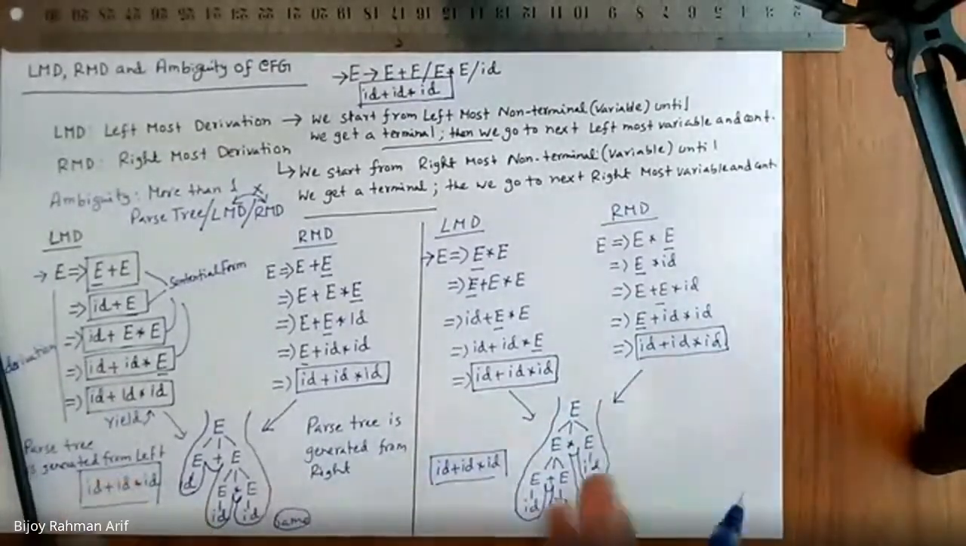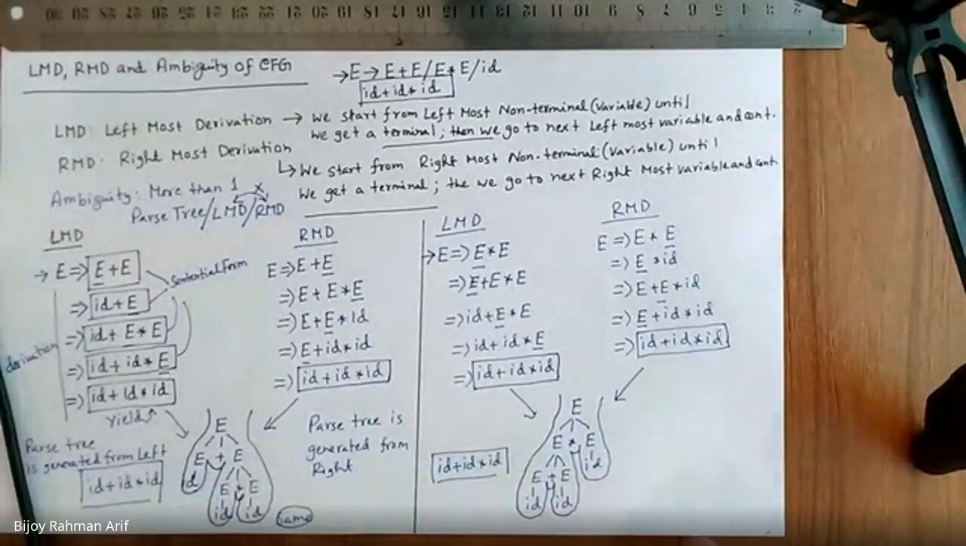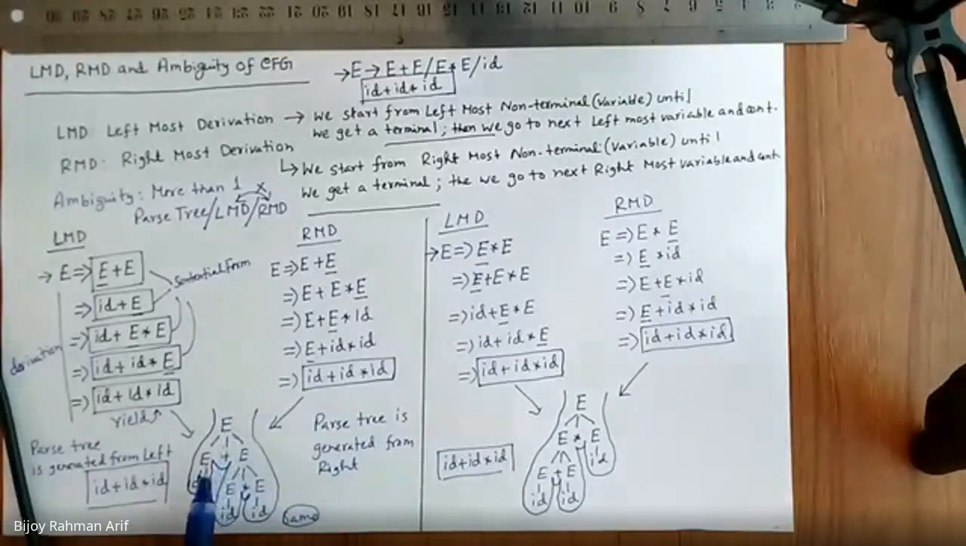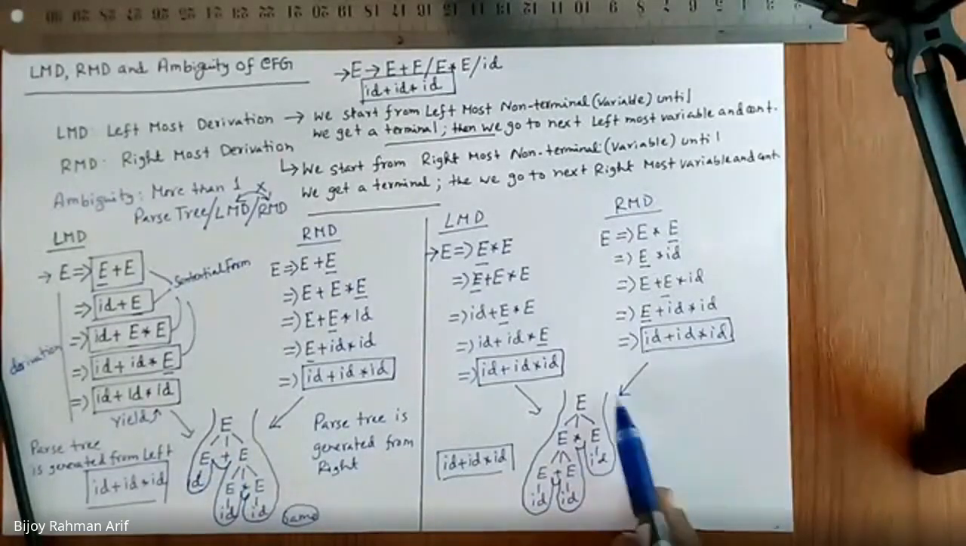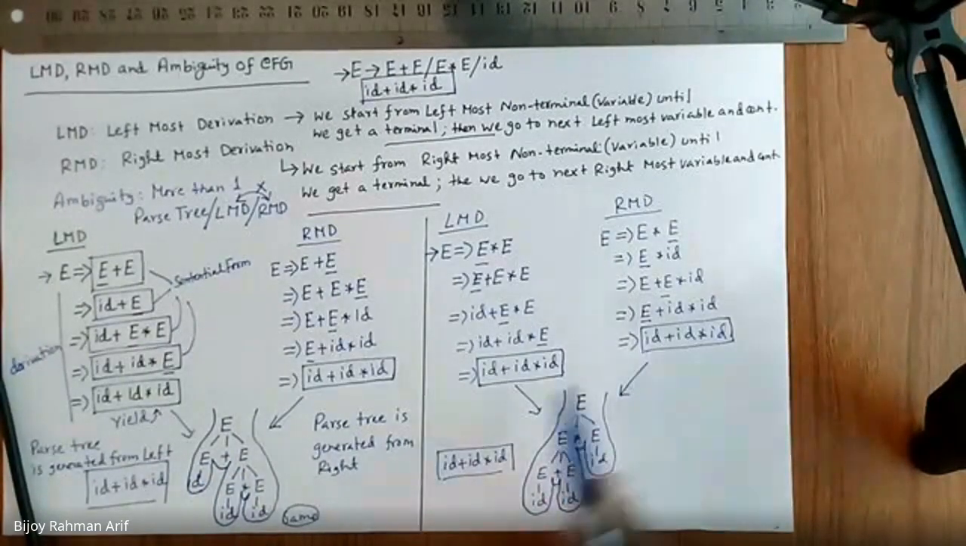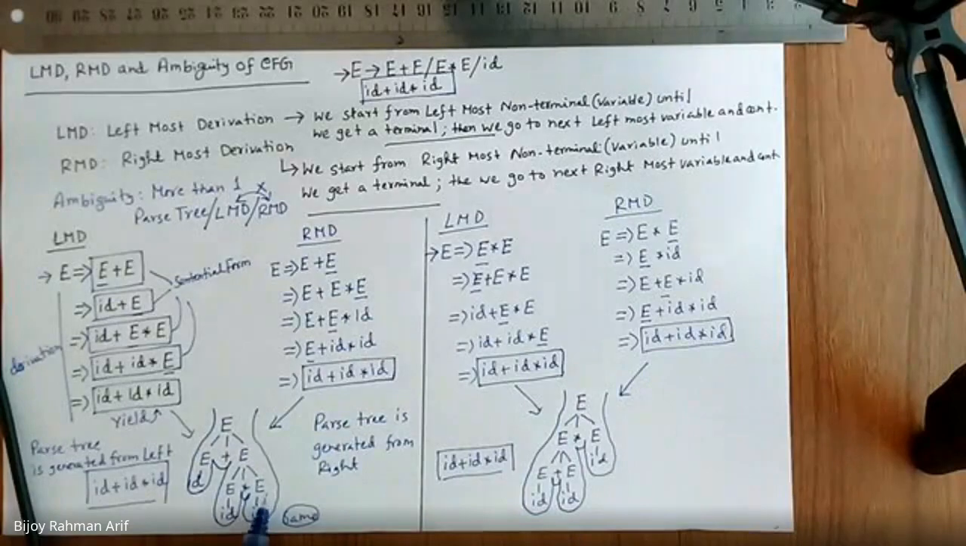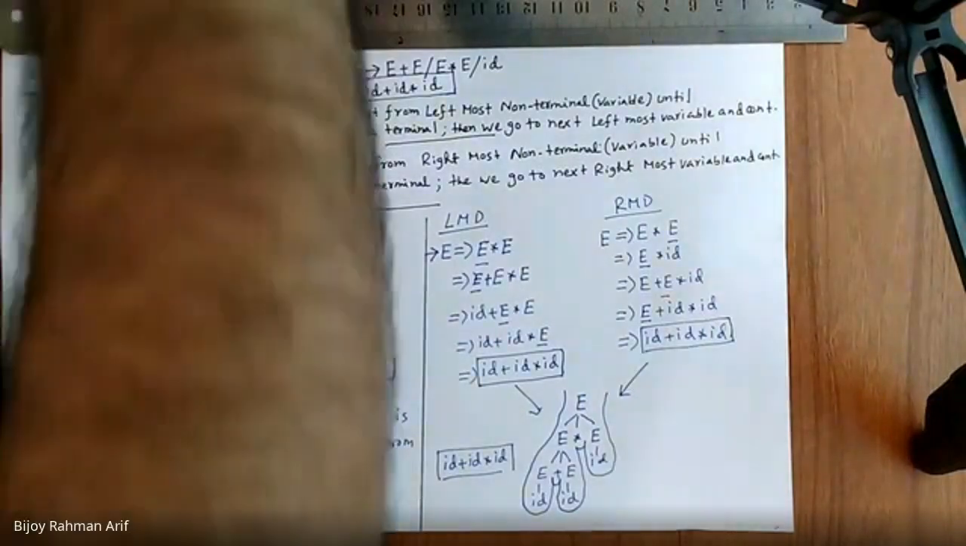But now if you compare these two parse trees, are they the same? No, sir. They are ambiguous. In the second level, I got E plus. Here in the second level, I got E star. In the third level, right side, there is an E star. In this case, third level, left side, there is an E plus E. So definitely these two parse trees are not the same.